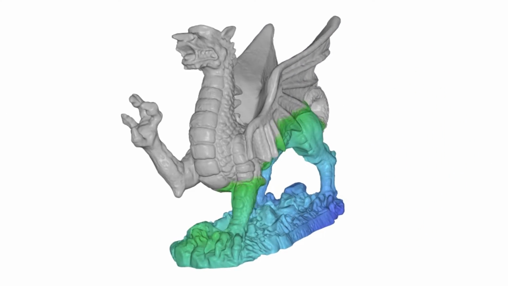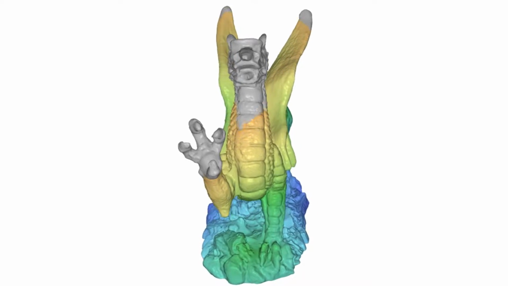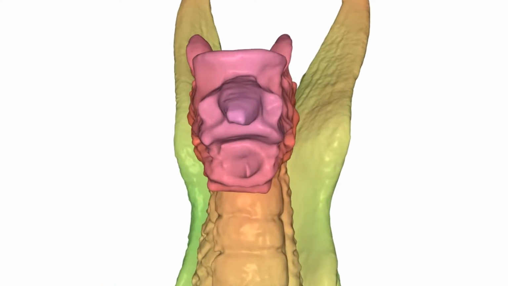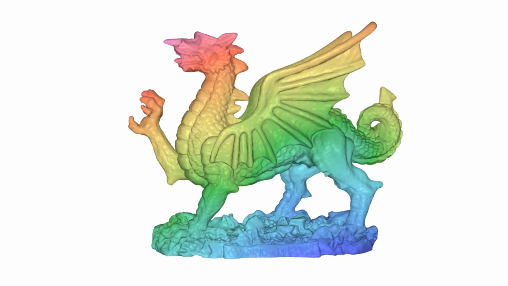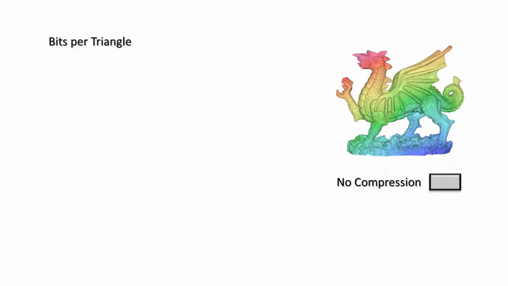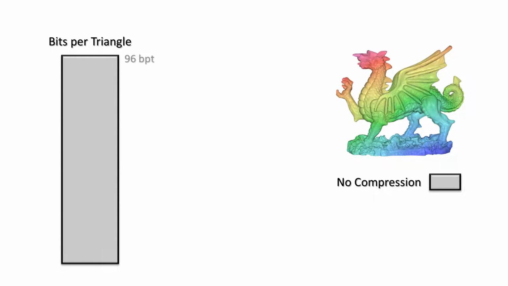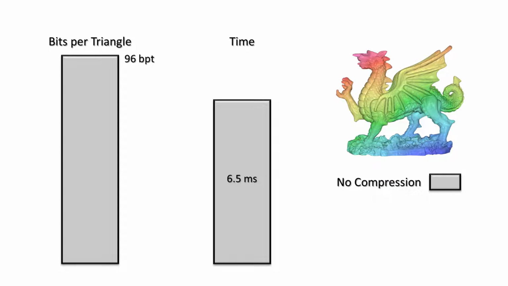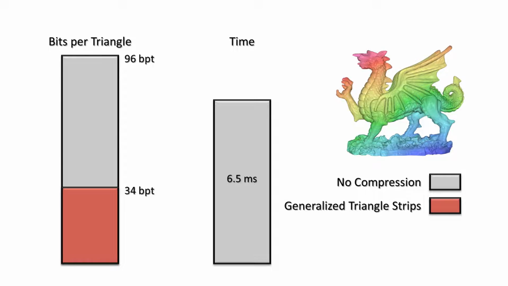We have tested our algorithm for compressing and decompressing generalized triangle strips on the model of the Welsh Dragon. The color coding shows you the way we generated the belts that we used to generate generalized triangle strips. The model has about 2.2 million triangles. When rendering the model without any compression, we use 96 bits for each triangle on the GPU, and rendering takes about 6.5 milliseconds. When using generalized triangle strips, we can take these 96 bits down to 34 bits per triangle.